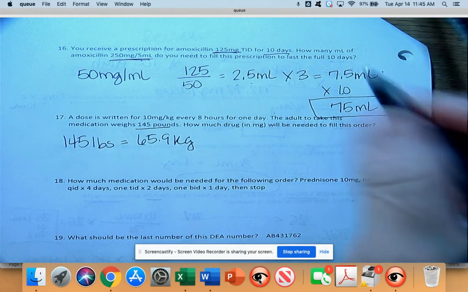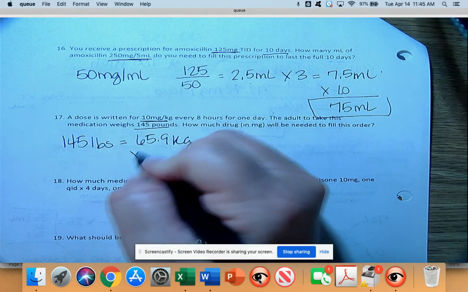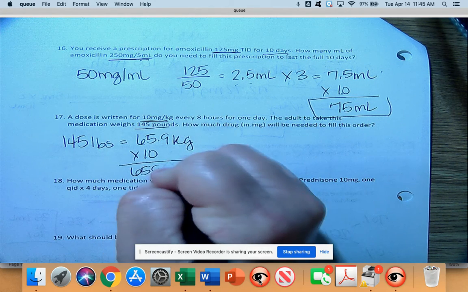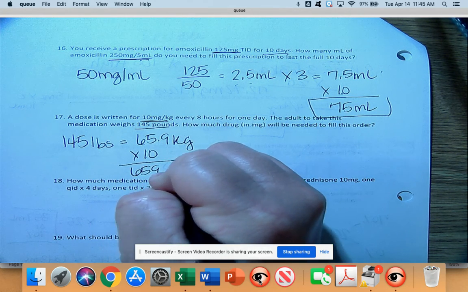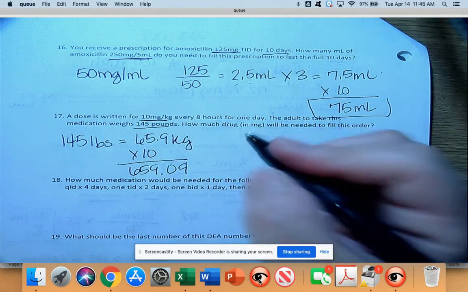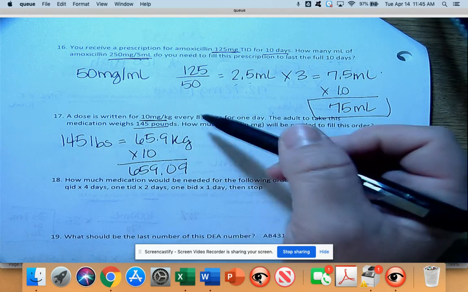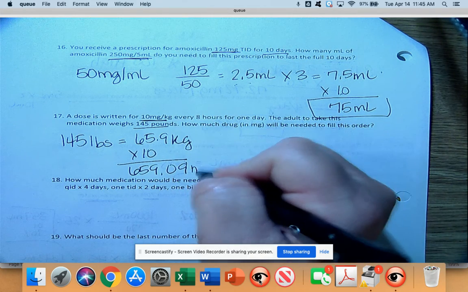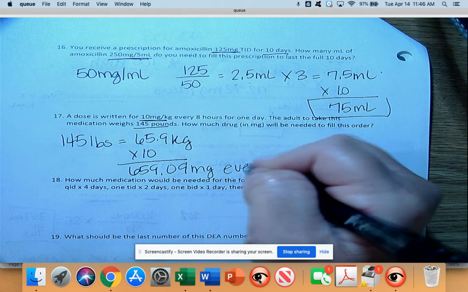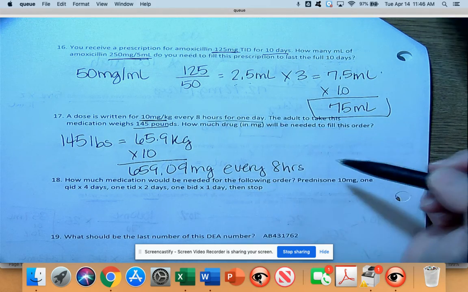Okay. They're going to take 10 milligrams for every kilogram they weigh. So let's multiply that times 10, which gets me 659. I think if you were to leave it in your calculator, I think I rounded up here, it's like 0.09 or something. So they're going to take 659 milligrams every 8 hours for 1 day. So this is every 8 hours, and they'll get you on this. You have to watch every 8 hours for 1 day.